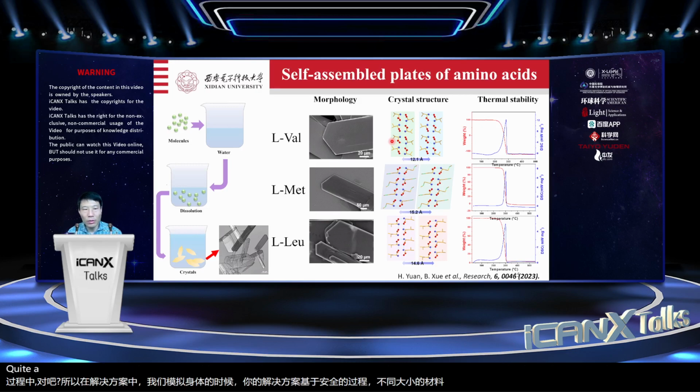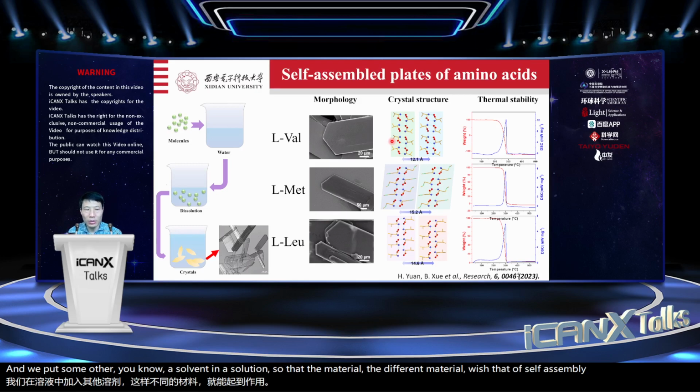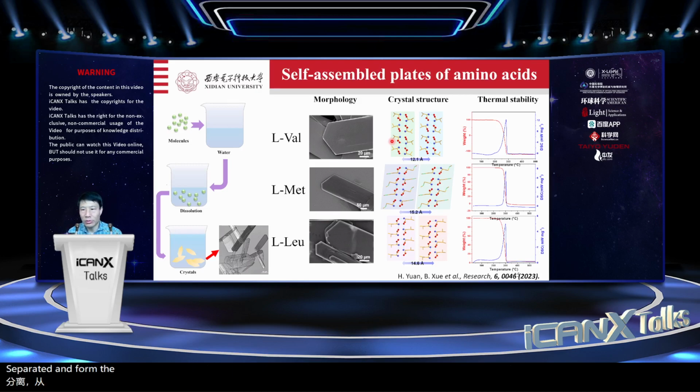Quite simple. We just put all those raw materials in water to form the solution, and we put some other solvent in the solution so that the different materials will start to self-assemble, precipitate, and form the crystals. And the temperature is also very low.